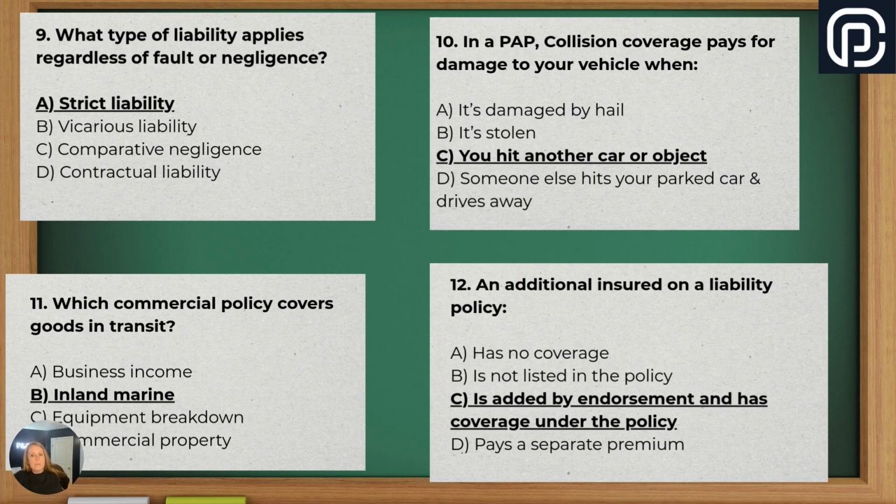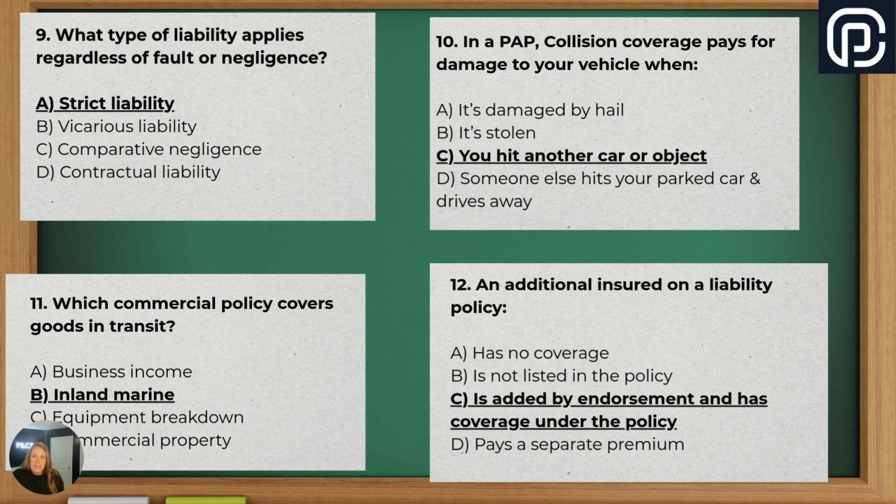Number 11, which commercial policy covers goods in transit? This is going to be an inland marine policy. A good way to think about this is inland, you can think on land, right? So this is covering property anywhere that property goes while it's on land. That's going to literally just follow that property.